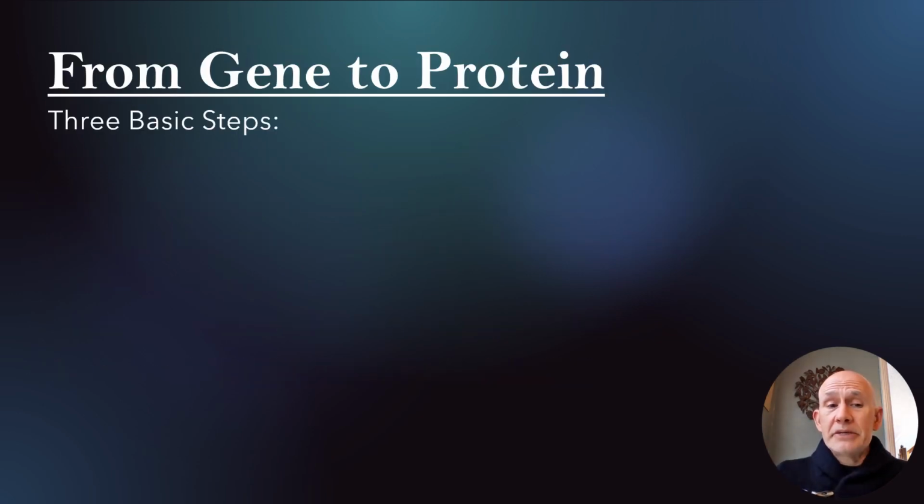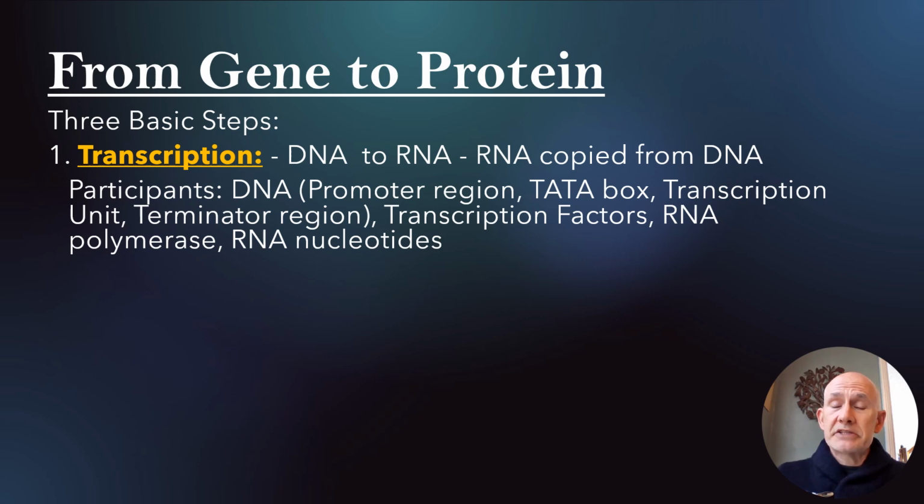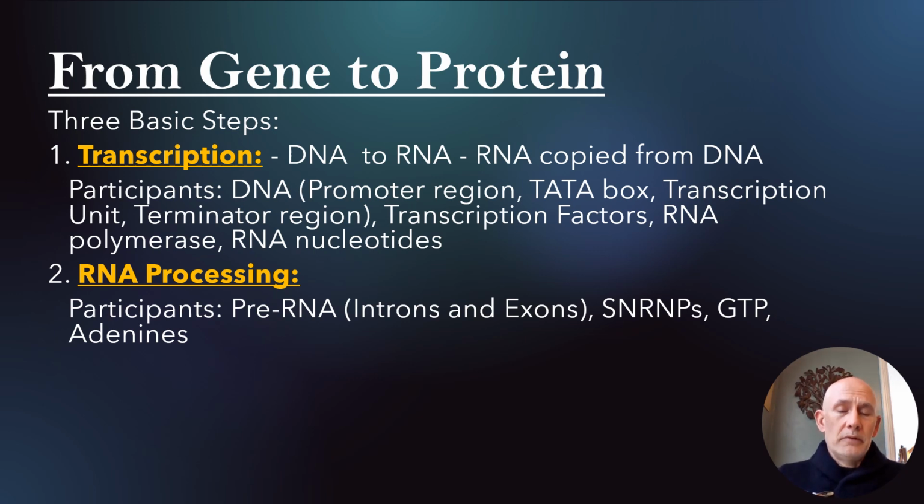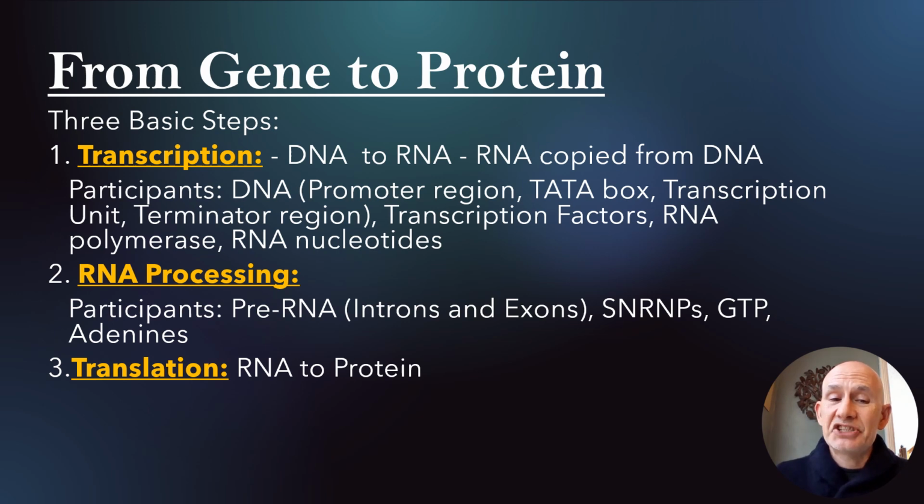Okay, so from gene to protein, 3 basic steps. Transcription, that's where the DNA gets copied to RNA. Then if it is messenger RNA, it will get processed in 2 main ways. And that will then give us functional mRNA as our base codon, not code because that's the DNA, to make the protein. And that protein is made in translation, and that's the big building process.